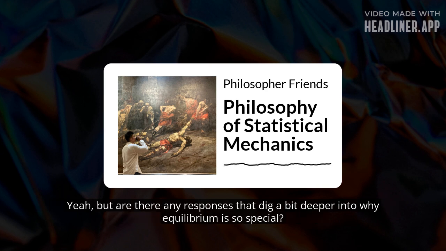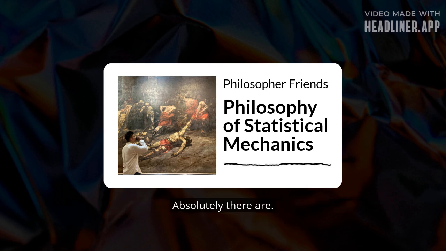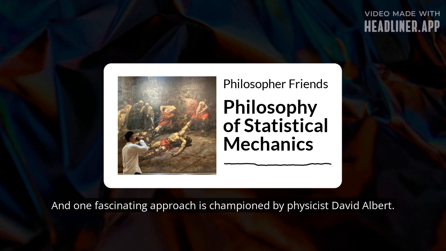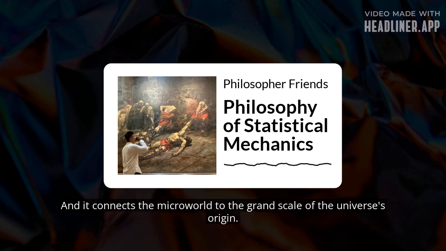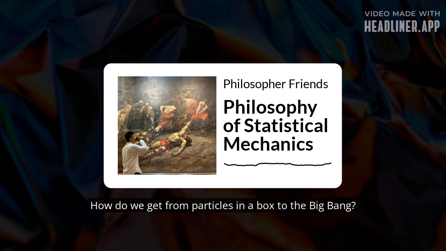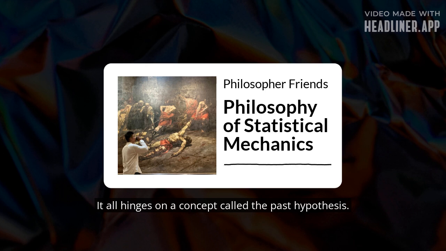Right, exactly. Okay, so BSM uses these vast timescales and probabilistic arguments to address these philosophical objections. But are there any responses that dig a bit deeper into why equilibrium is so special? Absolutely there are. And one fascinating approach is championed by physicist David Albert, and it connects the microworld to the grand scale of the universe's origin. Okay, that sounds intriguing. How do we get from particles in a box to the Big Bang? It all hinges on a concept called the past hypothesis.